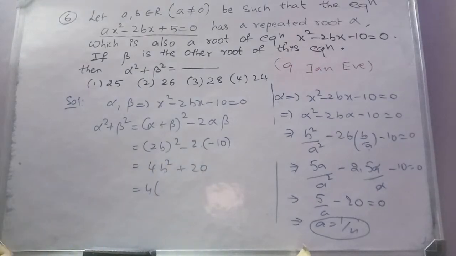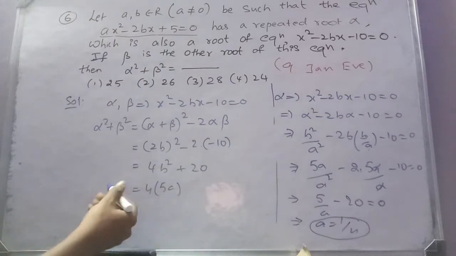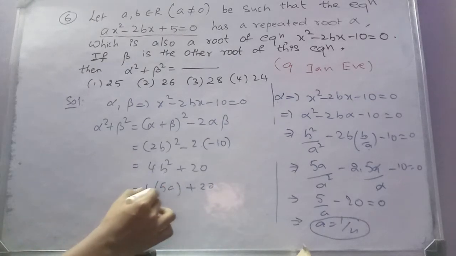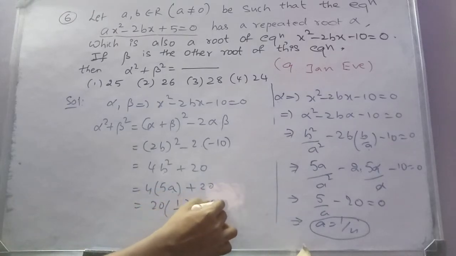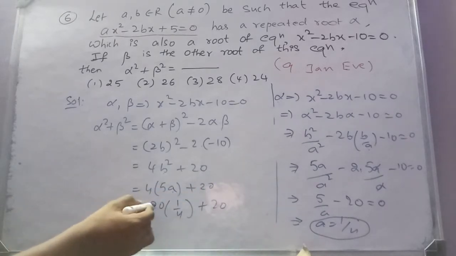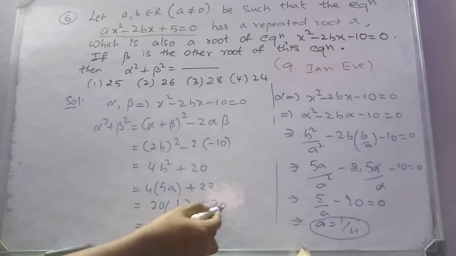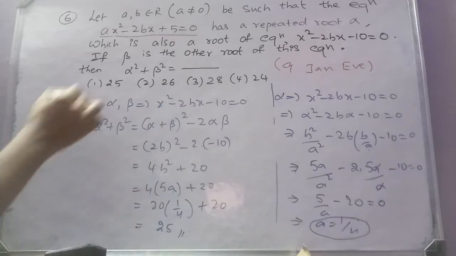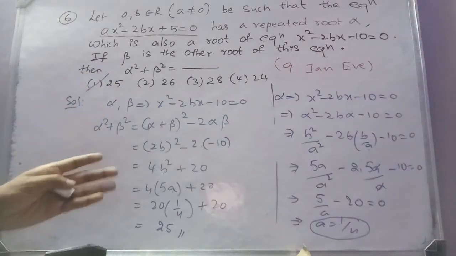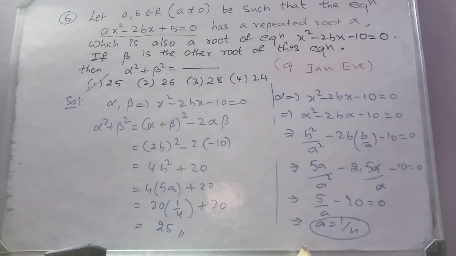And we have already found out that b square value is 5a, just before this. So 4 5s are 20 into a value, which is 1 by 4, plus 20. Therefore 4 1s are 4, 4 5s are 20. The answer is 5 plus 20, 25. This is the answer. By practice you can do all these things within a minute. Just like that you will do it. There is no doubt in that.